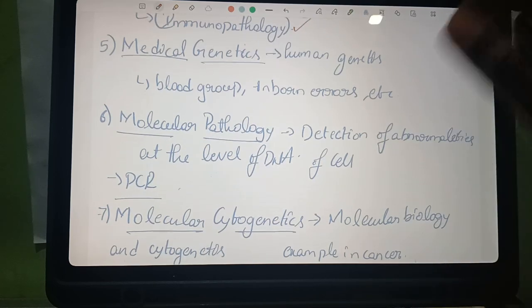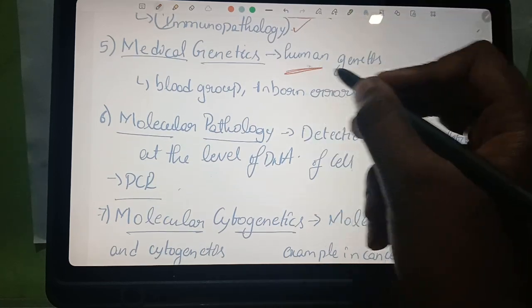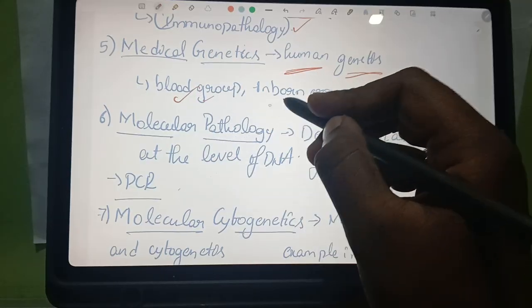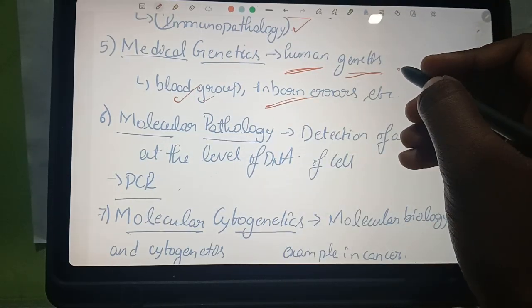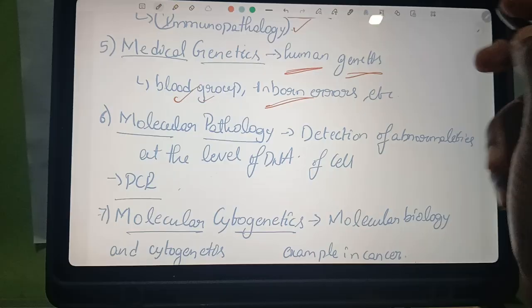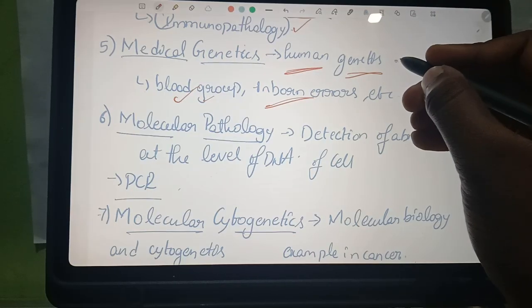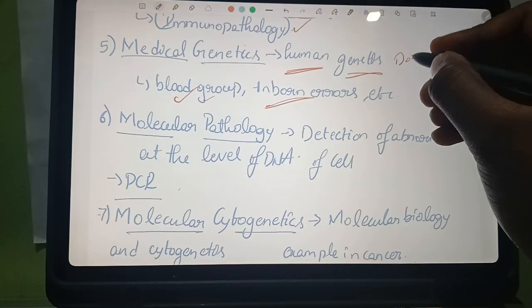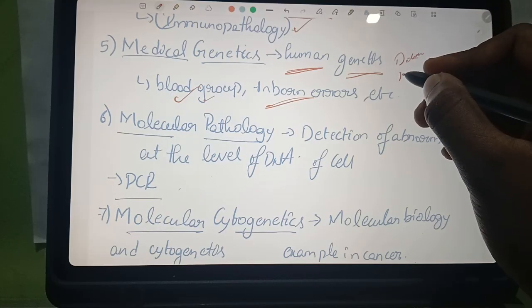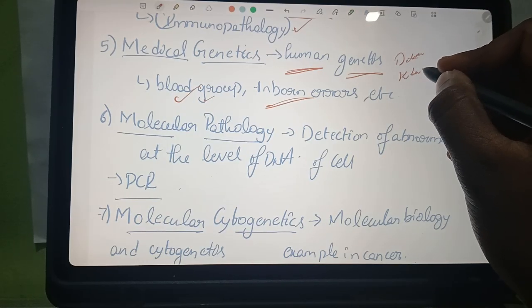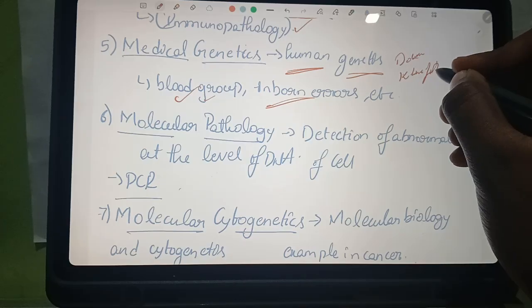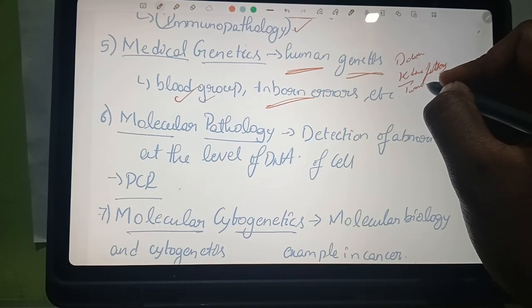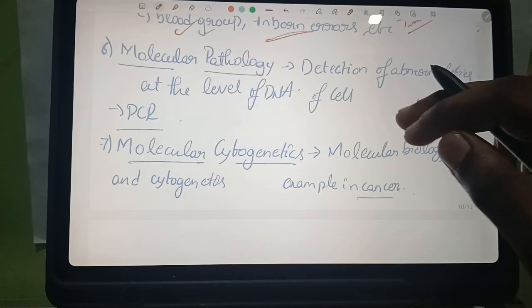And then medical genetics. Medical genetics means generally human genetics, blood grouping, and what are the inborn errors like chromosomal, Down syndrome, and then Klinefelter's, and then Turner's, like that, inborn errors diseases.